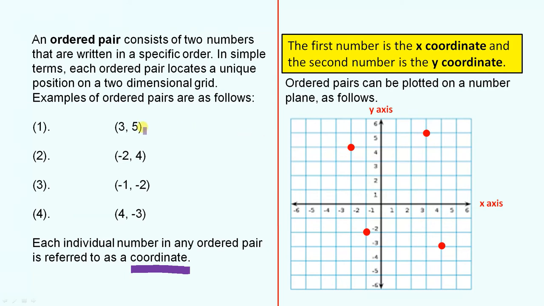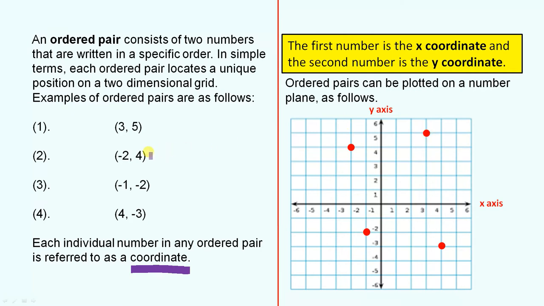And what I've done is I've plotted these 4 points here. So the first one is (3, 5). You always start here where the two axes intersect, and then we have (3, 5). So if the first number is an x coordinate, we go 1, 2, 3. So we go 3 along on the x-axis and 5 on the y-axis, and that's how we locate (3, 5).